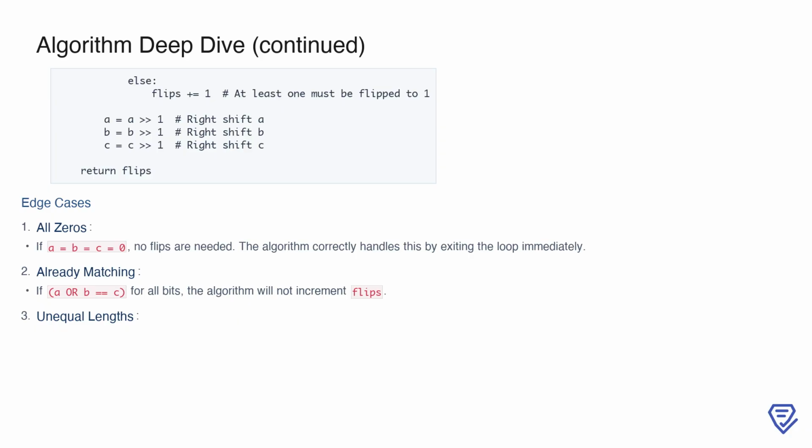After evaluating the current bit position, the algorithm right shifts A, B, and C by one bit to move to the next position. This process continues until all significant bit positions have been processed, which is determined by checking whether any of the three numbers still have non-zero bits. Once the loop exits, the flips counter holds the total number of flips required, which is then returned as the result. This systematic approach ensures that all scenarios are handled correctly, including cases where no flips are needed, as well as those requiring multiple flips at individual bit positions.